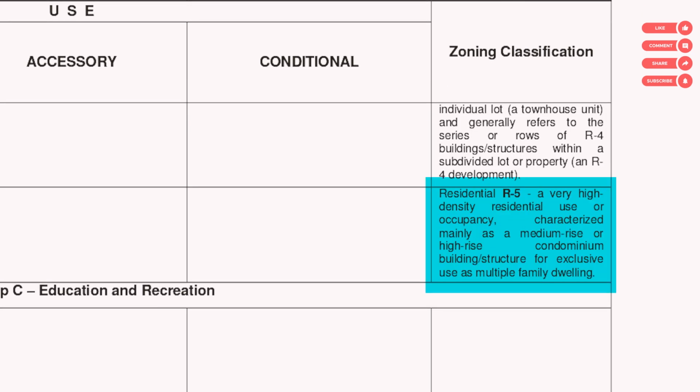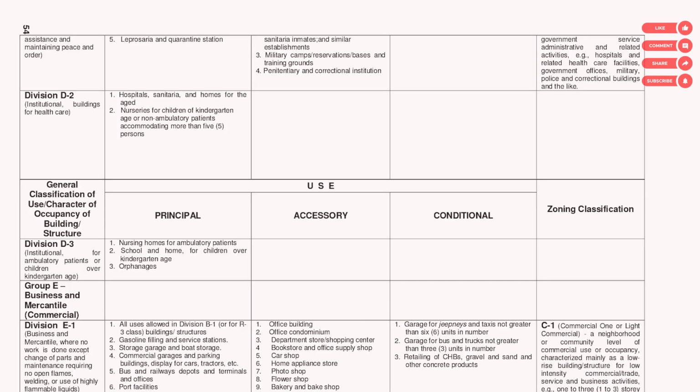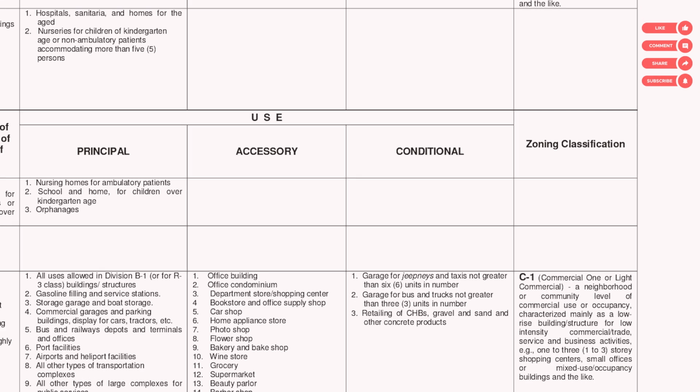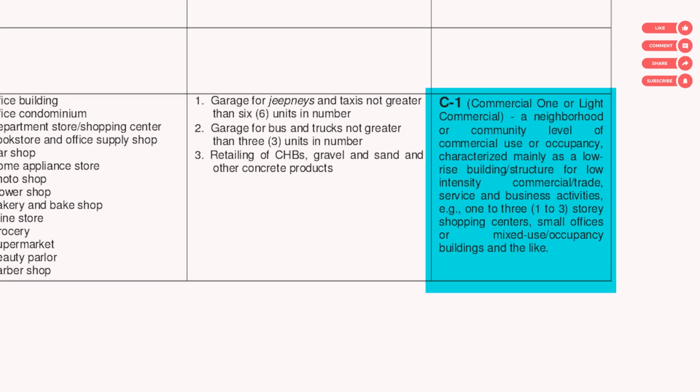The last residential zone is R5. Described as very high density residential, characterized by medium rise to high rise condominium. So ito na yung talaga mataas, high rise residential up to 18 floors. Now we'll talk about building heights later, pero 18 floors max on R5. Now the other zones, the residential, mobilis na yung mga to, C is commercial.